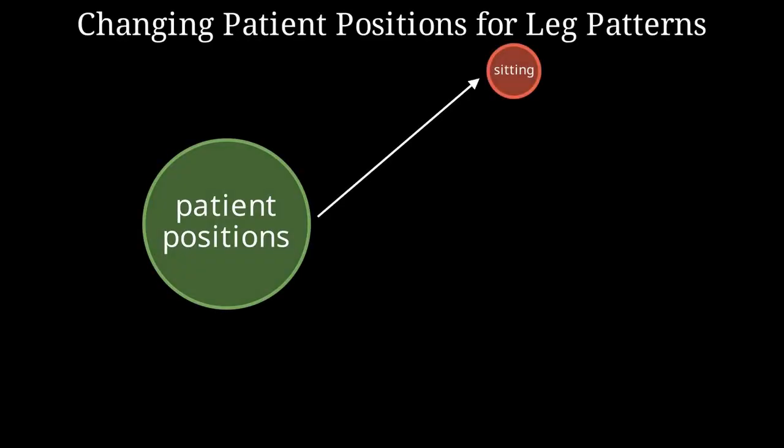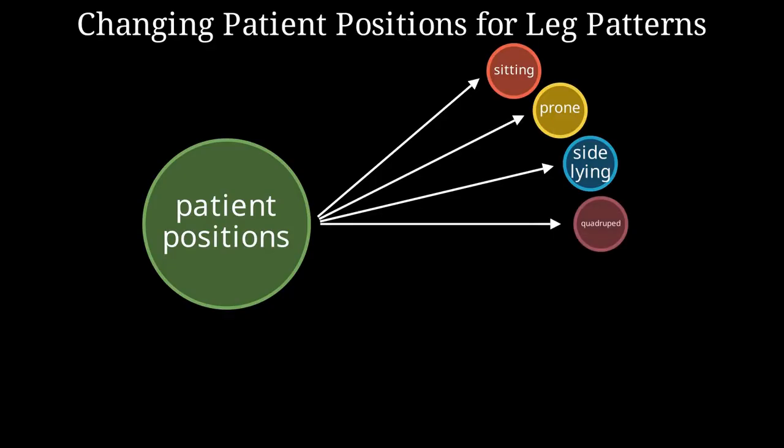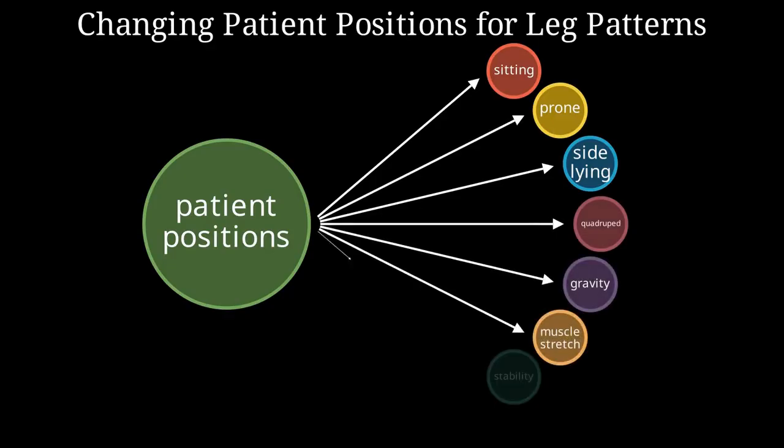Exercising the patient in various positions, sitting, prone, side-lying, and quadruped offers unique advantages and challenges. Each position affects gravity, muscle stretch, and stability differently. Choose the position that best suits the patient's abilities and treatment goals.